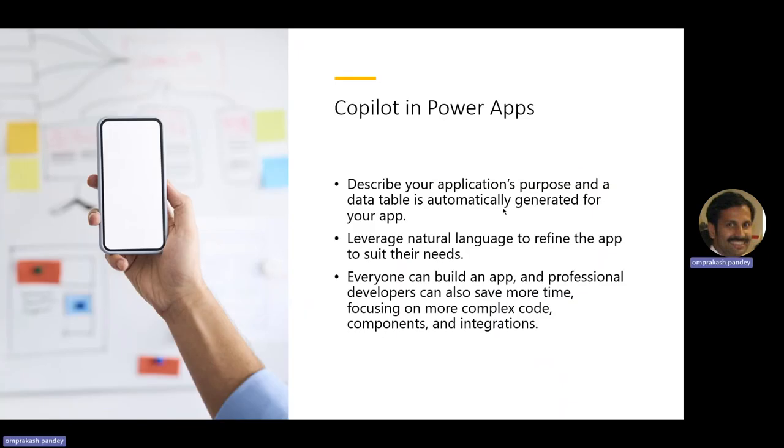If you look at each of the members here, especially when it comes to Power Apps, we can describe our application's purpose. We have an auto-generated data table, right? Along with this, you can update the fields if you want, the type of columns which would have been created. We can modify that as well. But more or less, the entire roadmap that is needed to build that app is ready for us. And this is in minutes, I would say. This is in seconds, I would say.